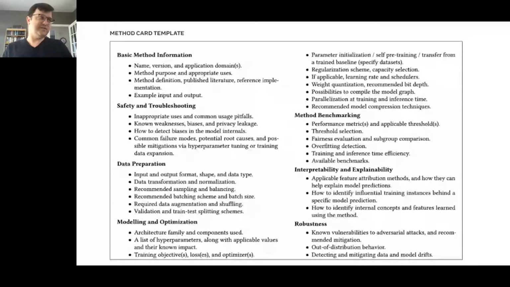That's not just necessarily accuracy or PR curves, but all sorts of metrics. You could be looking at fairness metrics. You could be looking at compute and efficiency metrics. So detecting overfitting, etc. Also, we would have a section on interpretability. What kinds of processes or methods would be appropriate for interpreting this model?